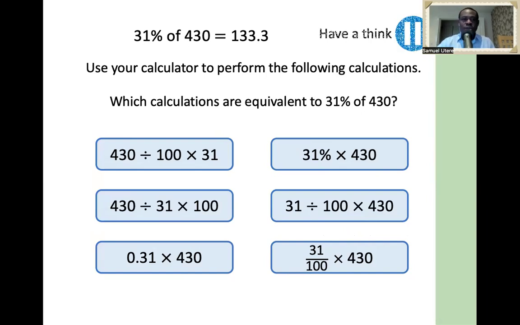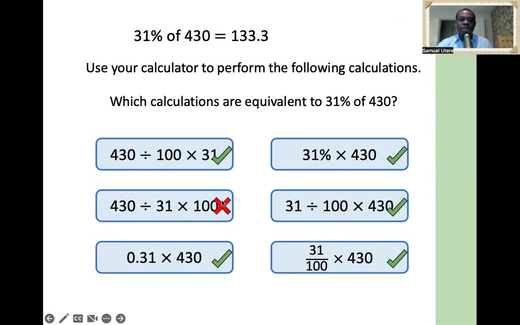All right, I'm sure you've noticed a few things. So these are the calculations that all are equivalent to 31% of 430. The only one that is not equivalent to that is this one. So let's just discuss them briefly. So this one, by doing 430 divided by 100, you are actually finding 1%. Okay, remember from our previous examples. So once you found 1%, by multiplying it by 31, you have just made 31%.